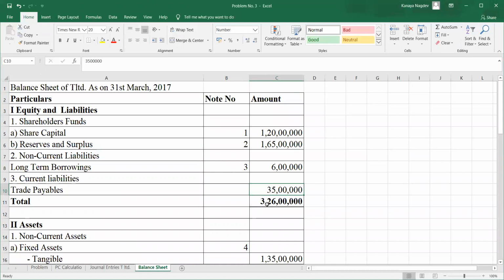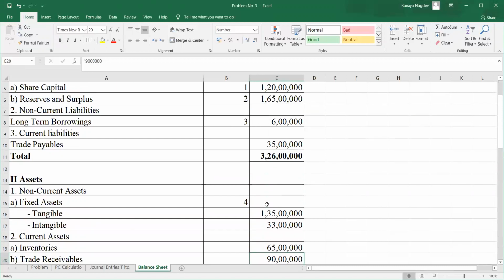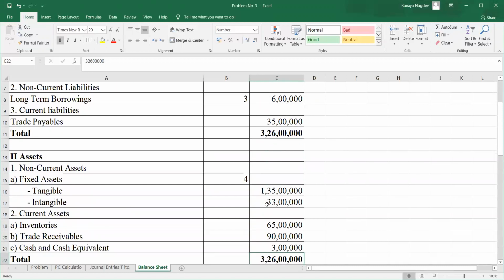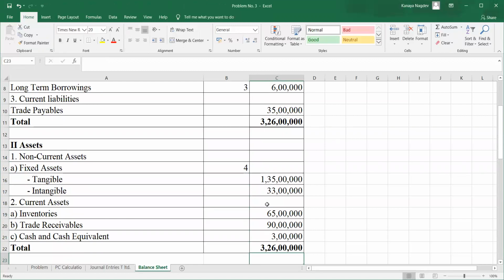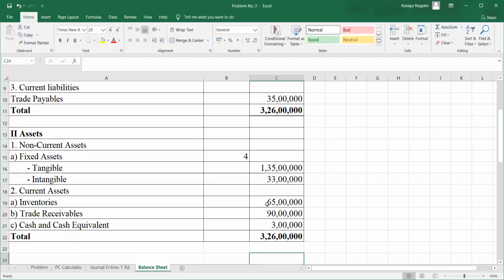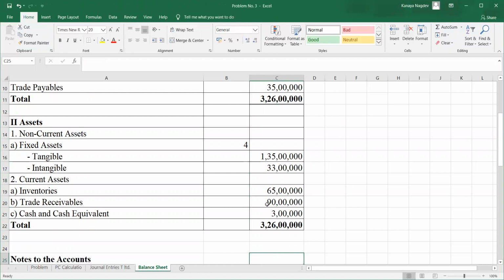Take combined together, balance sheet tally with 3 crore 26 lakhs. Fixed asset tangible are 1 crore 35 lakhs. Intangible 33 lakhs, that is goodwill. Inventory 65 lakhs, trade receivables 90 lakhs, cash is 3 lakhs. So our balance sheet closes with the figure of 3 crore 26 lakhs. I hope you have understood.